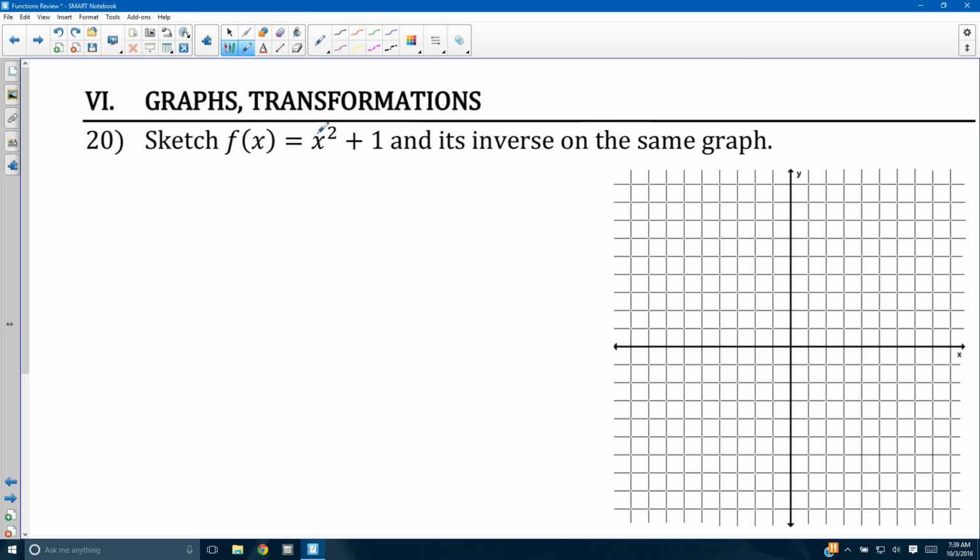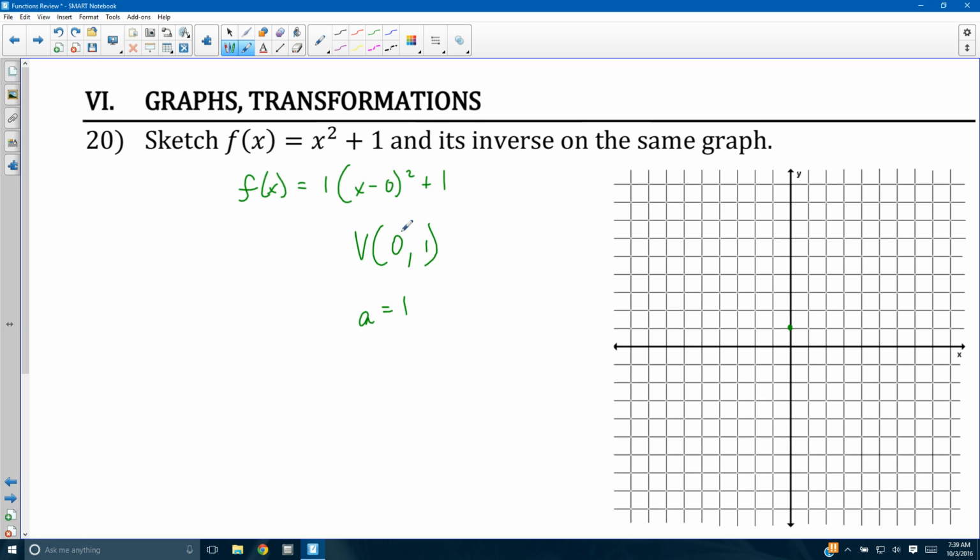Number 20, sketch f of x equals x squared plus 1 and its inverse on the same graph. So let's go ahead and sketch x squared plus 1. I think I actually sketched x squared plus 1 once. I think a problem was involving that. This is also better written as 1 times x minus 0 quantity squared plus 1. So your vertex is at 0, 1.